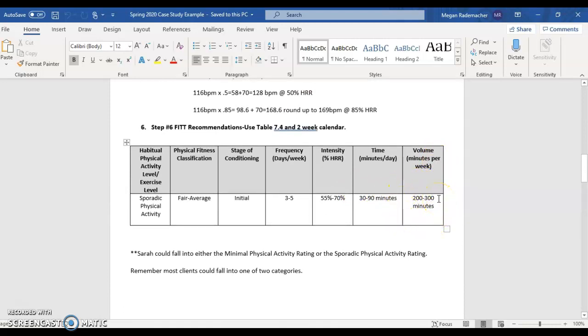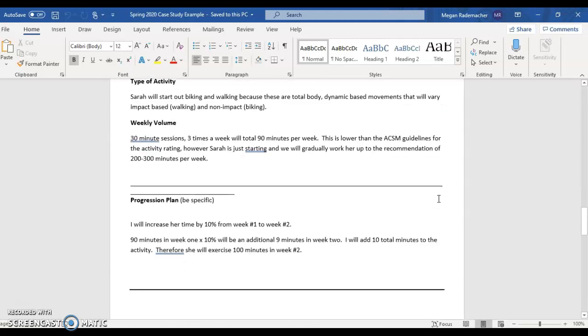We cannot feasibly reach this with Sarah at this point because she is at such a low exercise ability right now, and we're just starting off with her. So 30 minutes a session, 3 times a week is going to be a very realistic starting point for this client.